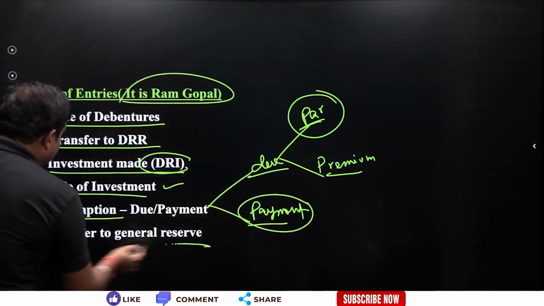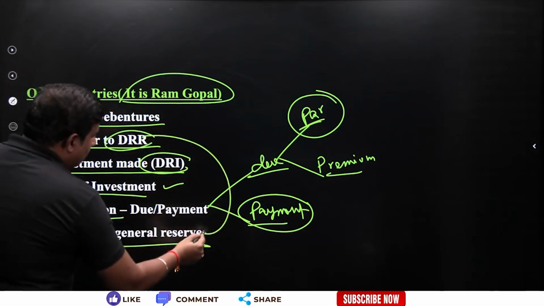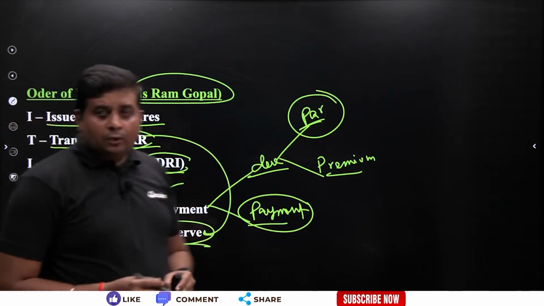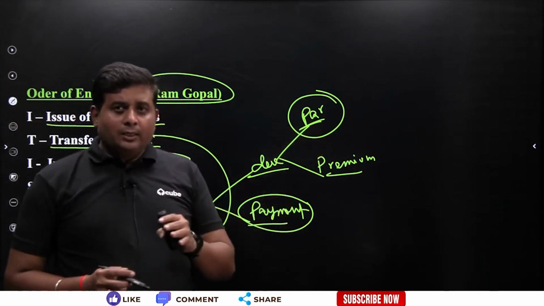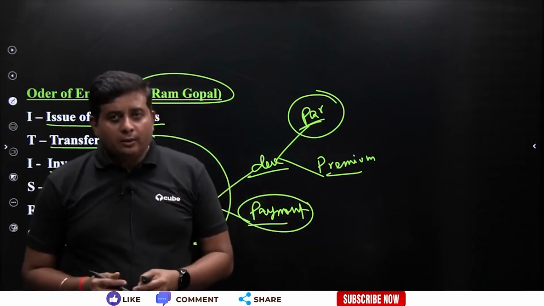At the end, whatever DRR has been created is transferred to the general reserve, while passing all the entries. So this would be your last entry, to transfer the DRR into the general reserve.